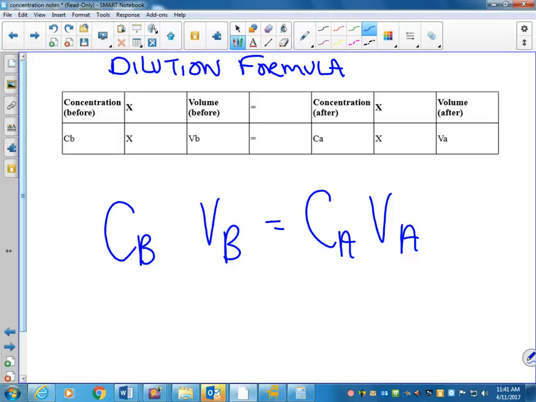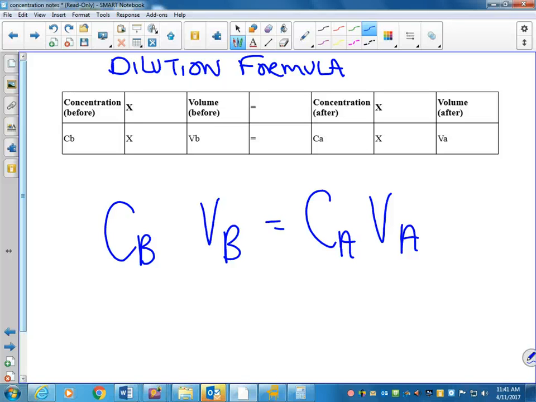You don't have to draw the chart and then draw what I wrote. It depends on who you are. Some of you need to know what CB and VB mean. Some of you already have that memorized, so it's up to you what you put in your notes. But you definitely need to be able to use this dilution formula. I think we have these formulas on the very front pink sheet.